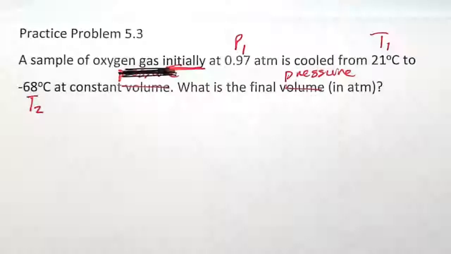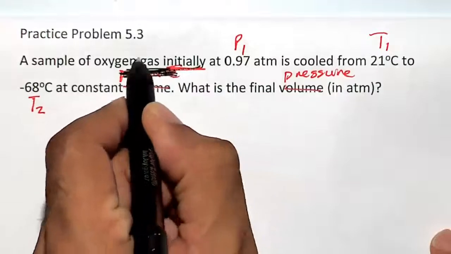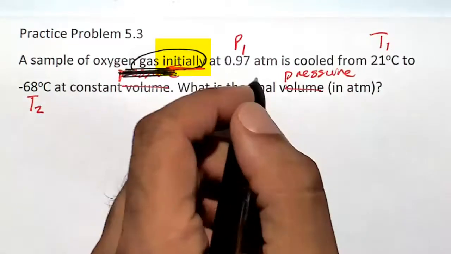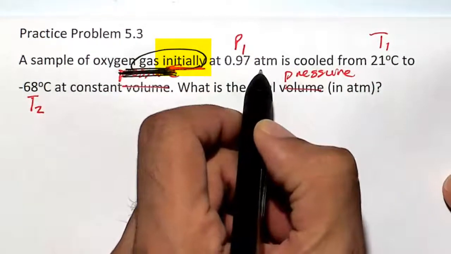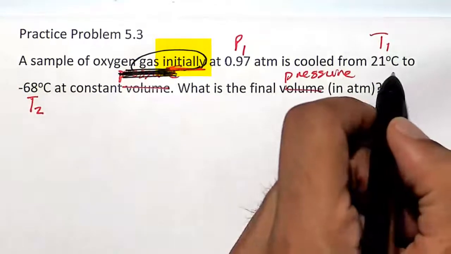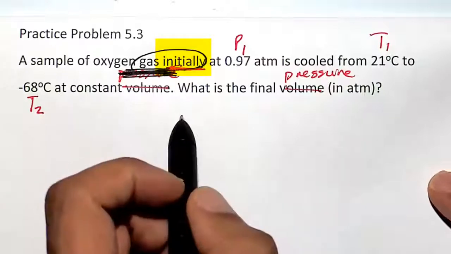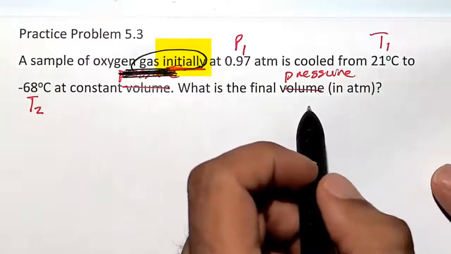Number 3 mentions a sample of oxygen gas initially at 0.97 atmospheres. So if you have that initially, that word initially should be a buzzword, and it should basically tell you that you're going to be utilizing one of those derived equations, whether it's Charles' law, Boyle's law, or Avogadro's law. So it's initially at 0.97 atmospheres, is cooled from 21 degrees to minus 68 degrees C at constant volume. So it's asking what is the final pressure.